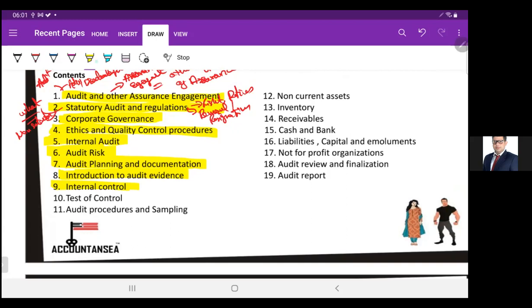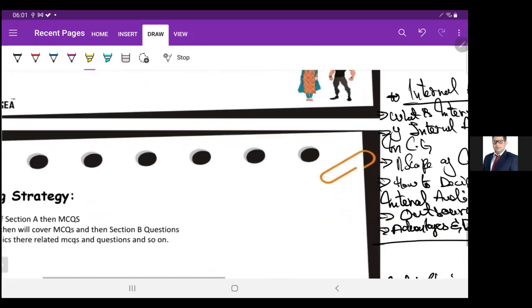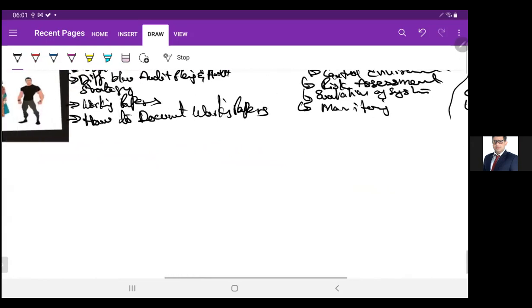Okay. Next area is related to the test of controls. Now, test of controls, TOC, you may have heard that it's a very difficult area, but I will make sure that I make it very easy for you.